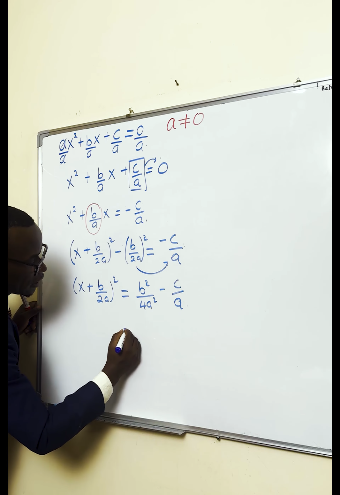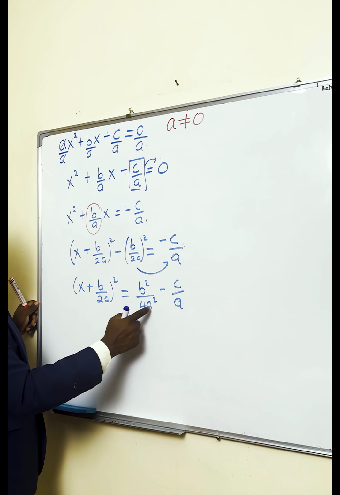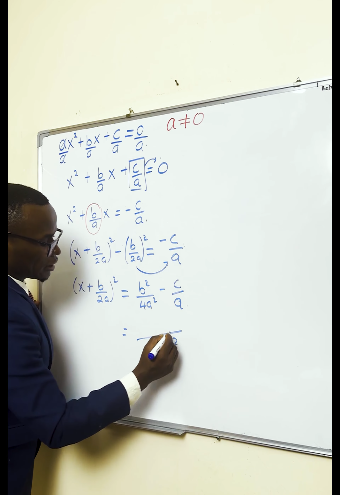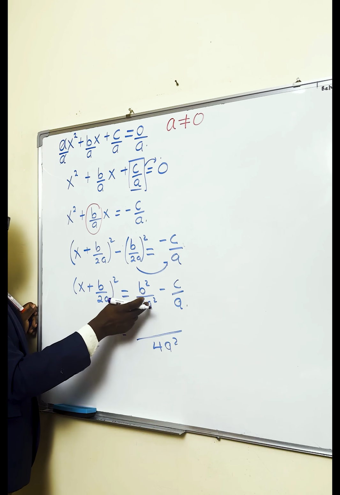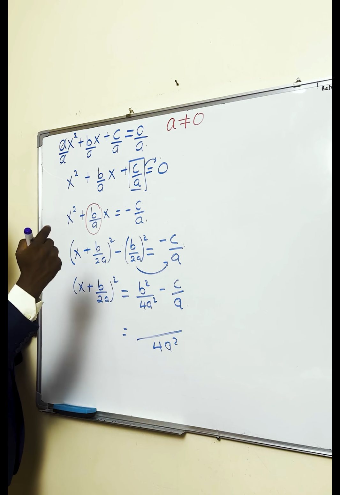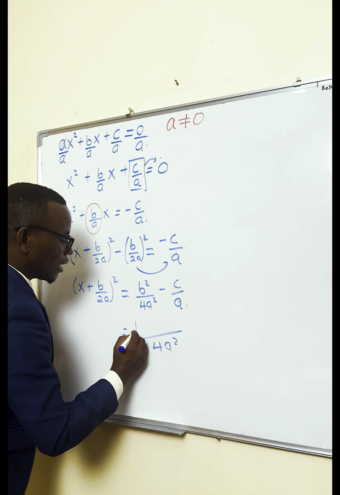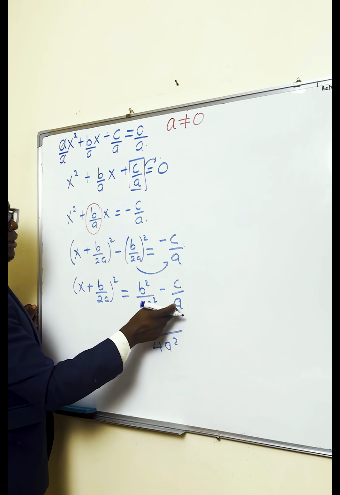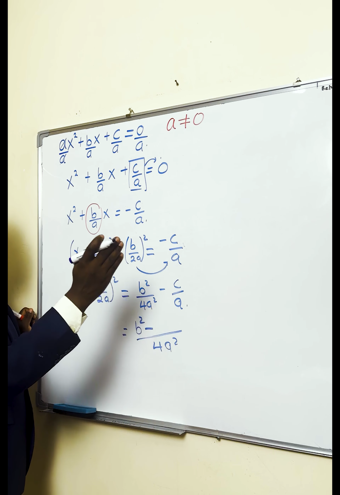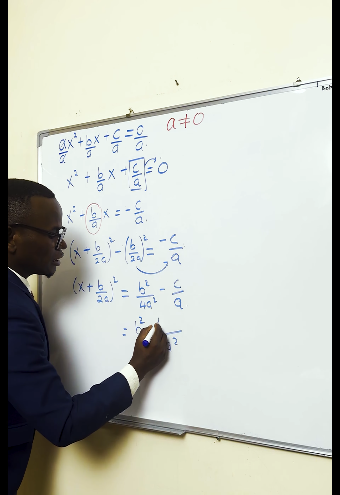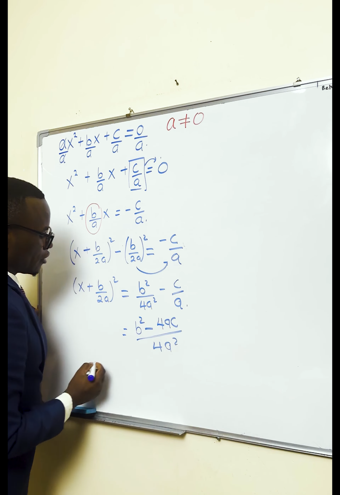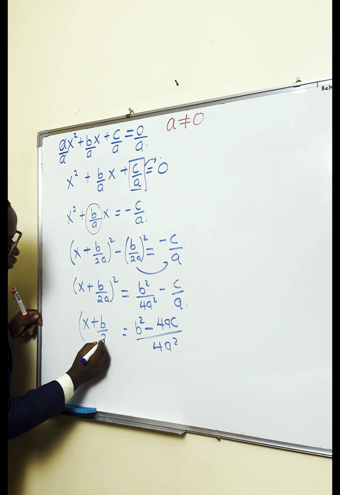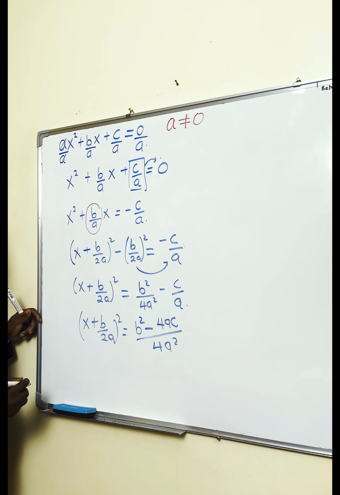So I'm going to take the LCM of 4a squared and a. That is 4a squared. So 4a squared divided by 4a squared, we shall get a 1. 1 times b squared, we shall have b squared. Then minus 4a squared divided by a, we shall get 4a. 4a times c, we shall get 4ac. Remember, this is equal to x plus b out of 2a, everything squared.